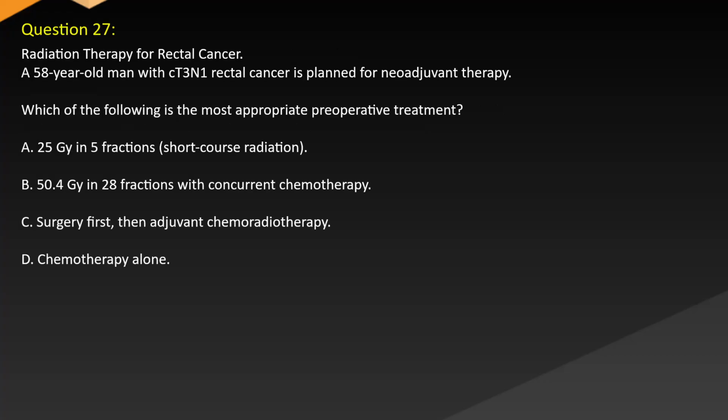Question 27. Radiation therapy for rectal cancer. A 58-year-old man with T3N2 rectal cancer is planned for neoadjuvant therapy. Which of the following is the most appropriate preoperative treatment? A. 25 Gy in 5 fractions, short course radiation. B. 50.4 Gy in 28 fractions with concurrent chemotherapy. C. Surgery first, then adjuvant chemoradiotherapy. D. Chemotherapy alone.